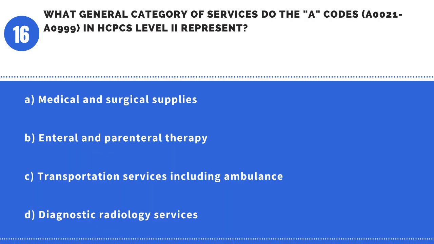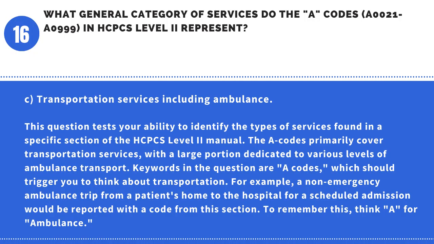Question 16. What general category of services do the A codes, A0021 through A0999, in HCPCS Level 2 represent? A. Medical and surgical supplies. B. Enteral and parenteral therapy. C. Transportation services, including ambulance. D. Diagnostic radiology services. Answer: C. Transportation services, including ambulance.